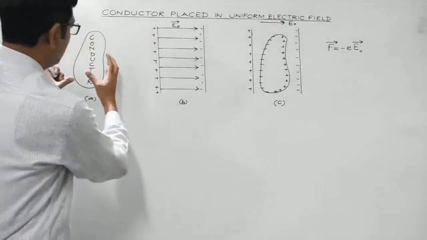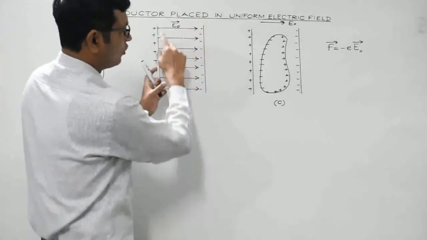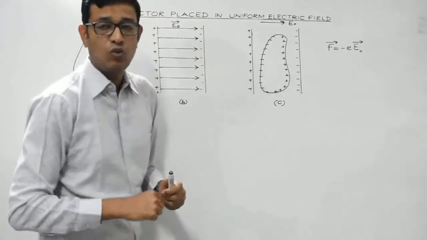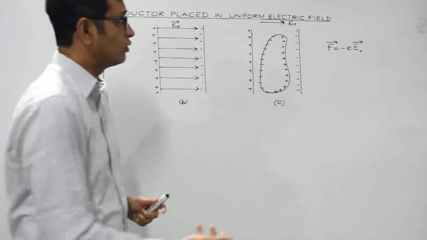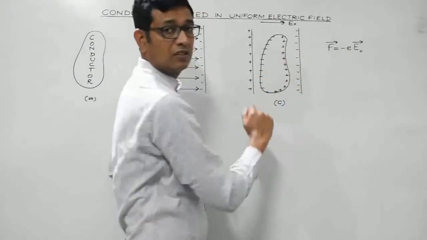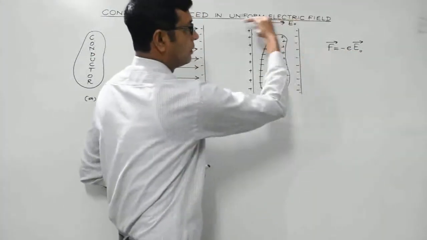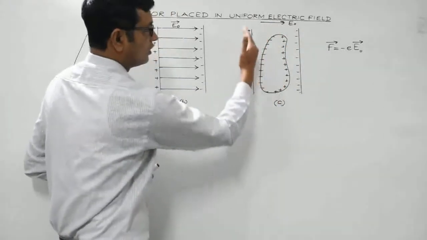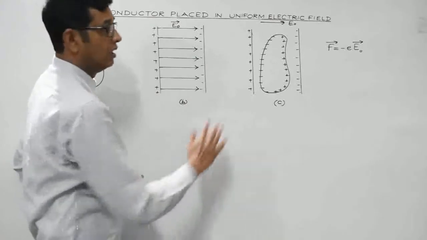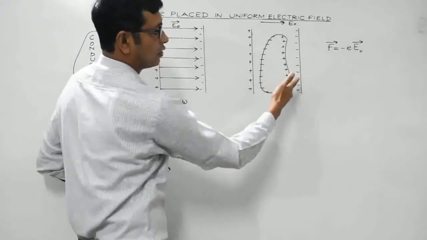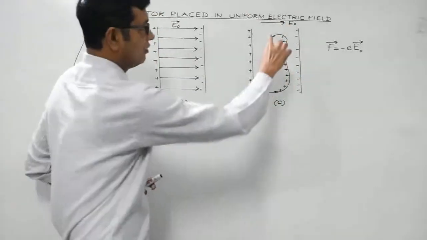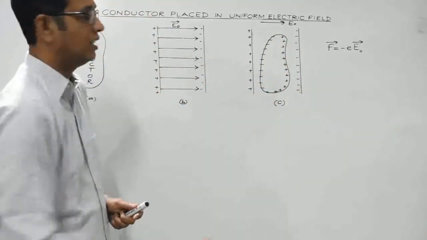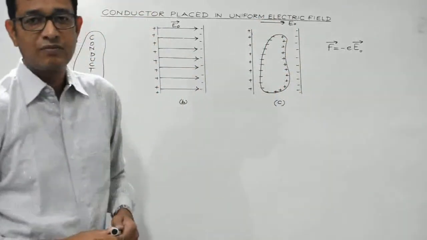So as soon as the conductor is placed under the influence of a uniform electric field, the electrons will experience an electric force in a direction opposite to that of the applied field. So all the electrons will come nearer on this face towards the positive plate. Now, the other face of the conductor, due to the deficiency of electrons, will acquire positive charge, as is pretty evident from this diagram.